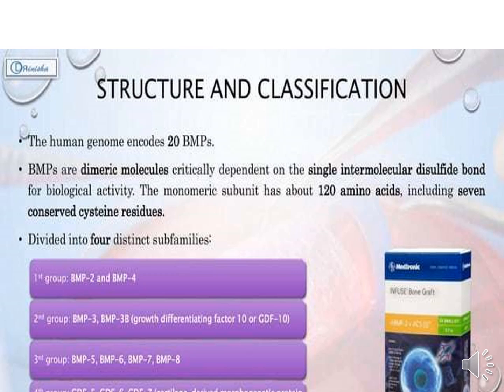Group 1 comprises BMP 2 and 4. In group 2 you have BMP 3 and 3B. In group 3 you have BMP 5, 6, 7 and 8, and the others are in group 4.